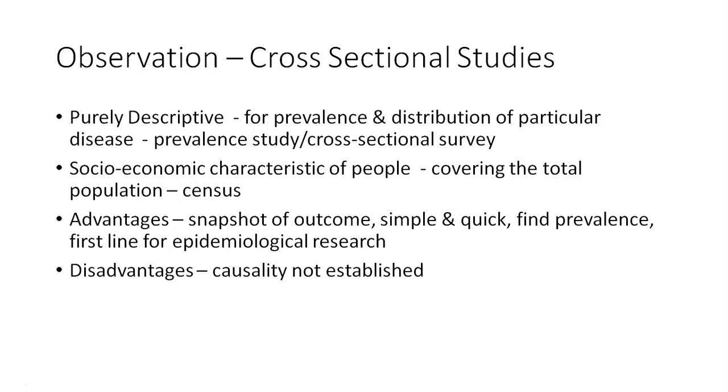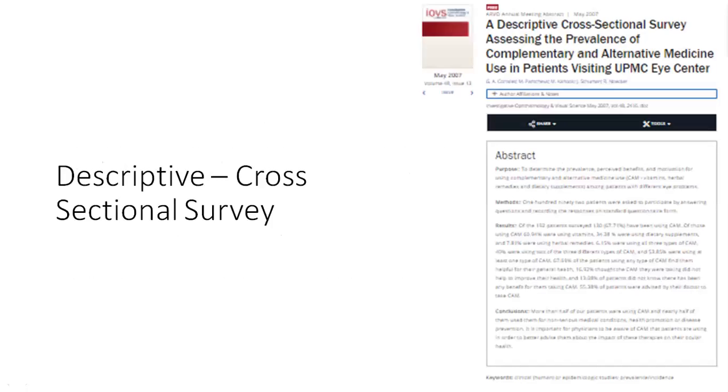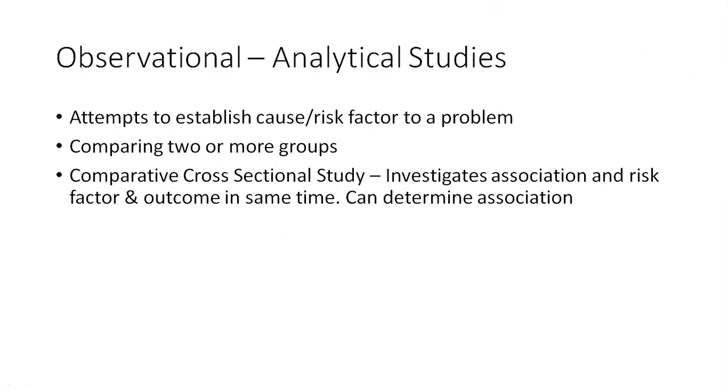Now, it has its own advantages and disadvantages. The basic advantage of a cross-sectional study is it gives you a snapshot, very quick and simple, and tends to find out the prevalence. It is said to be the first line of epidemiological research. Again, as with other descriptive studies, you cannot establish causality with this type of study. An example of a descriptive cross-sectional study is assessing the prevalence of complementary and alternative medicine use in patients visiting the UPMC center.